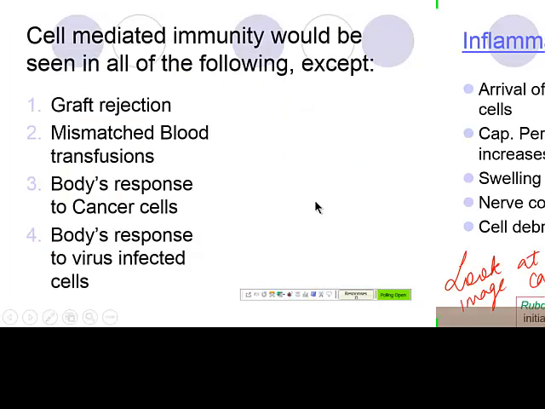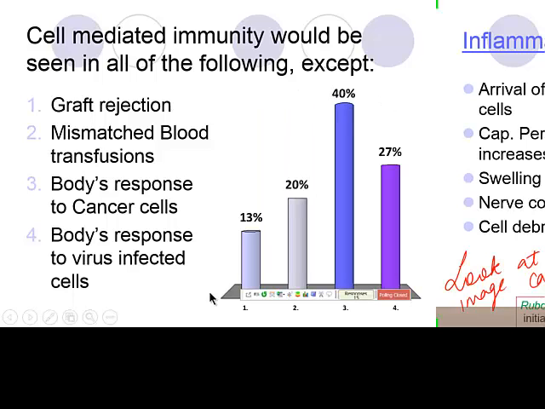Okay, so let's answer a few questions up here. Cell-mediated immunity would not be seen in which one of these? Okay, the correct answer is mismatched blood transfusion.